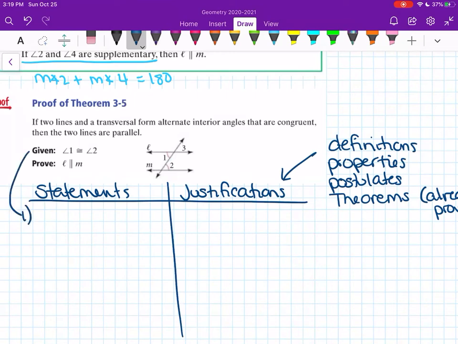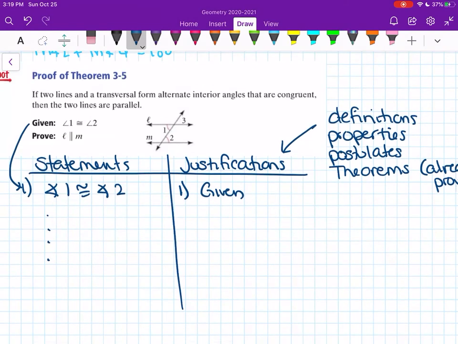All right, so let's get started on this one. So remember, our first statement is always what our given statement is. So angle 1 congruent to angle 2. And our justification for that is, well, it's given to us. And our goal is to have multiple statements here so that our last statement, I don't know what number it is, says line L is parallel to line M. And I'm not sure what my justification will be for that yet. But that has to be the last statement. Okay, so that's the bones of our proof.